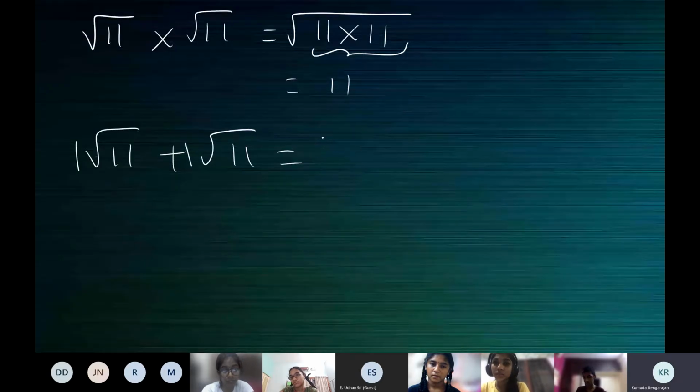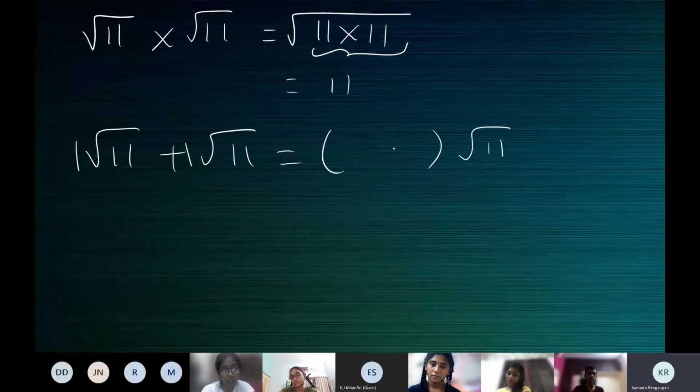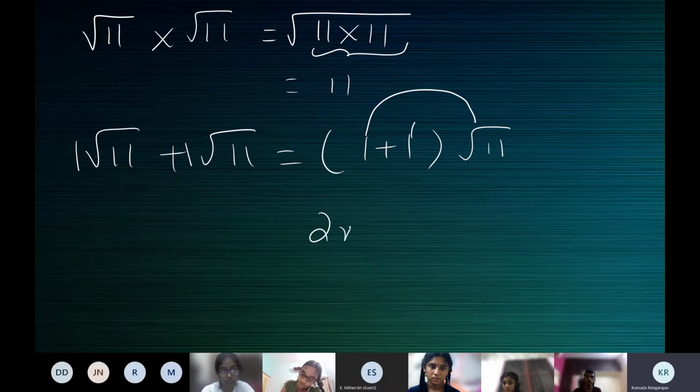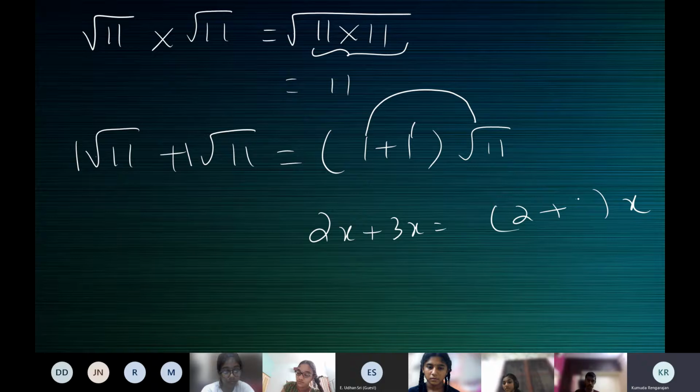Root 11 plus 1 root 11. So root 11 is common. 1 plus 1. See, 1 root 11, don't we take out the common? That's what we do for 2x plus 3x also. X is common, 2 plus 3, so 5x.